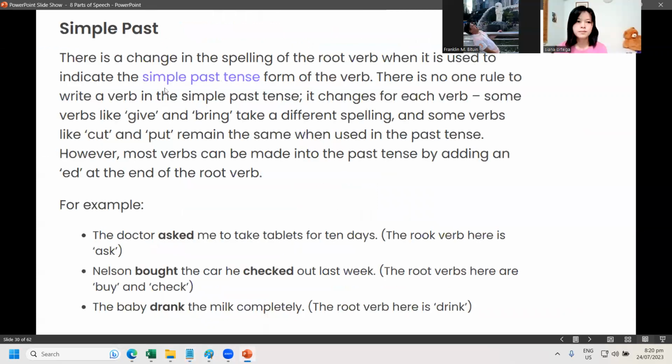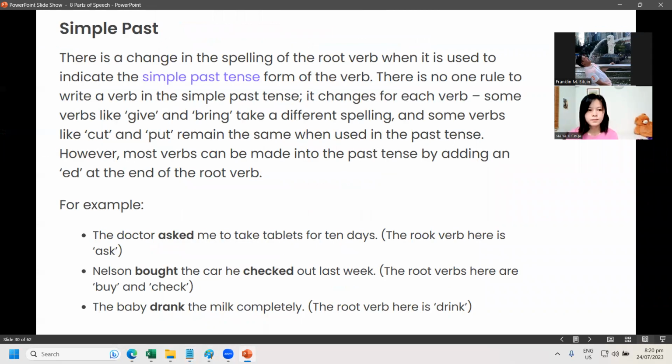So let's move on to simple past. What do you mean by simple past? Okay, please read this. There is a change in the spelling of the root verb when it is used to indicate the simple past tense form of the verb. There is no one rule to write a verb in the simple past tense. It changes for each verb. Some verbs like give and bring take a different spelling, and some verbs like cut and put remain the same when used in the past tense. However, most verbs can be made into the past tense by adding an ed at the end of the root verb.